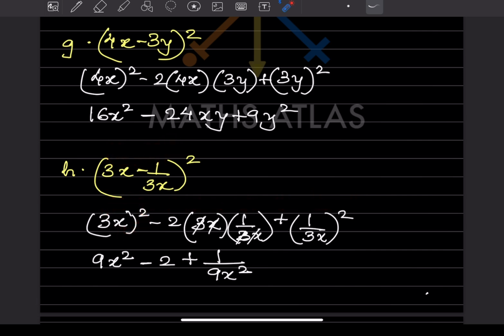So what can we do here? We can cancel out this one, 3x. So we just get here minus 2 is left. 2 into 1, that is going to be 2. And here 1 square is going to be 1. But here the denominator is 3x, and then you have to take the square. So this is going to be 9x square. So hope this is clear.